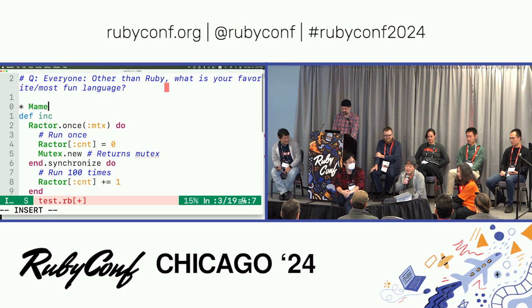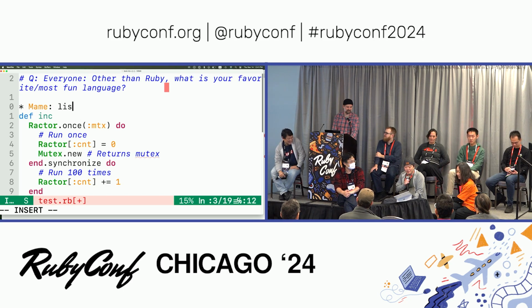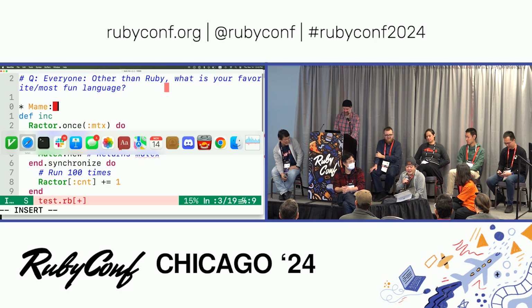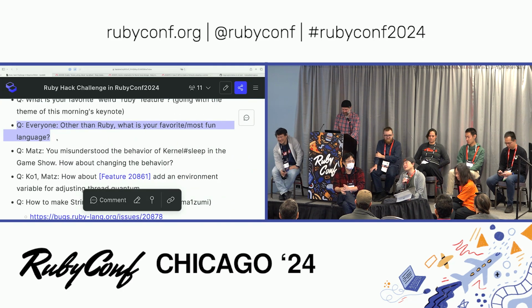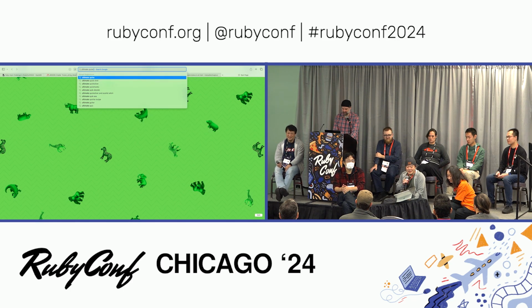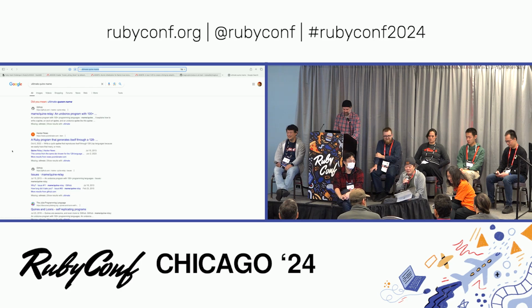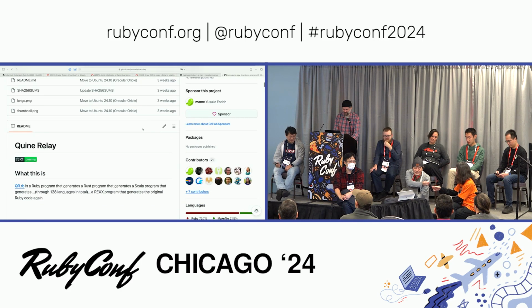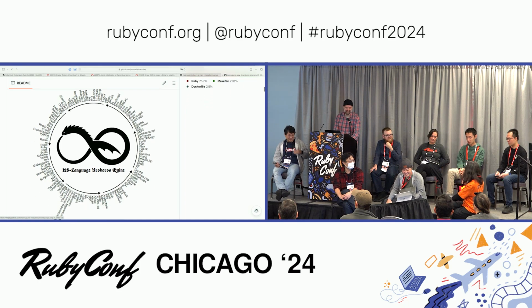I can't pick one. List them. I know. I have written Quine in many languages, 128 languages, but so I can't pick one. I'll skip this question.